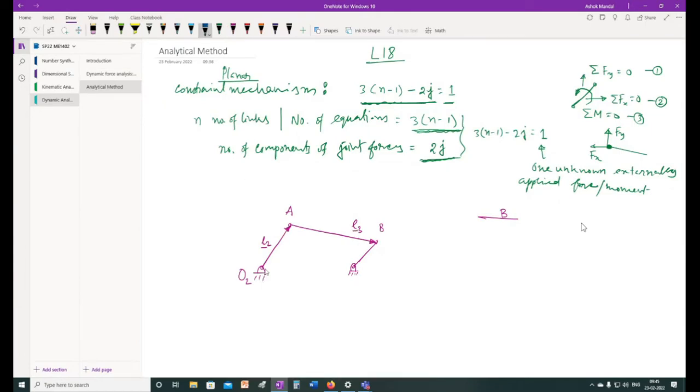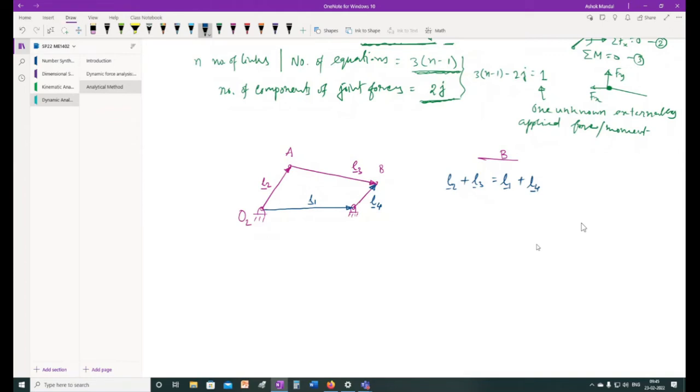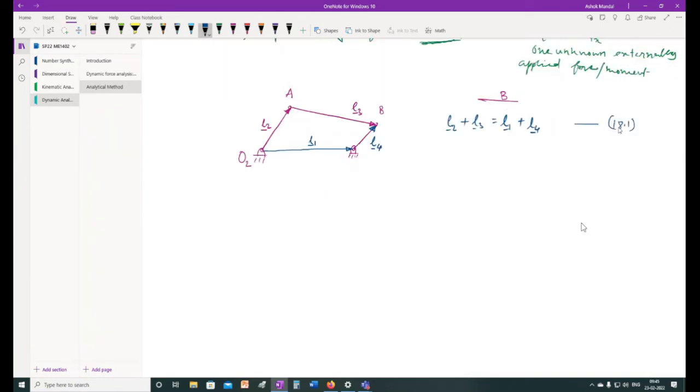Then we can have a vector from this point. This is L1 vector, and we have another vector here. This is L4 vector. So we can write down that this L2 vector plus L3 vector is equal to L1 vector plus L4 vector, right? Yes, sir. So the same equation, let us call it 18.1. The same equation can also be written like this: L2 plus L3 minus L4 is equal to L1.